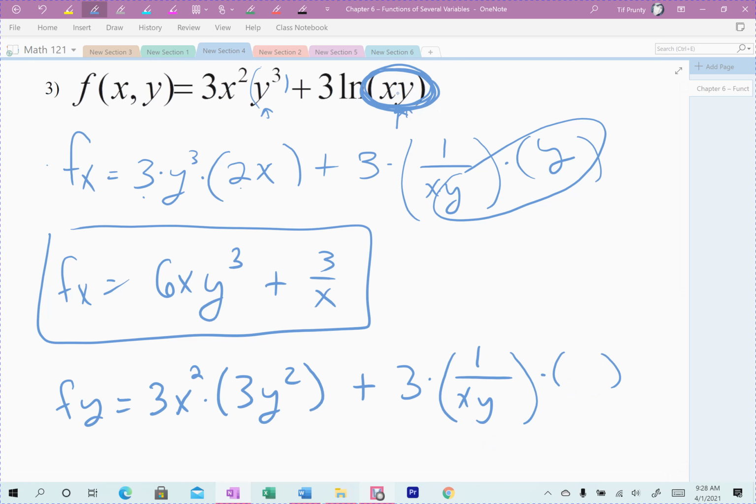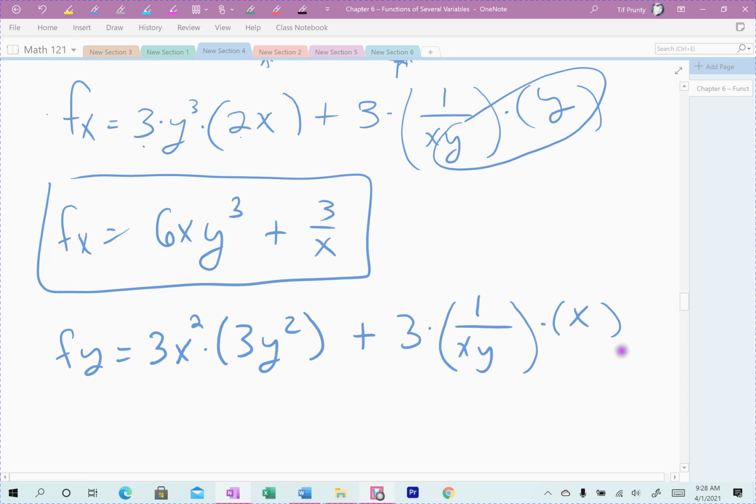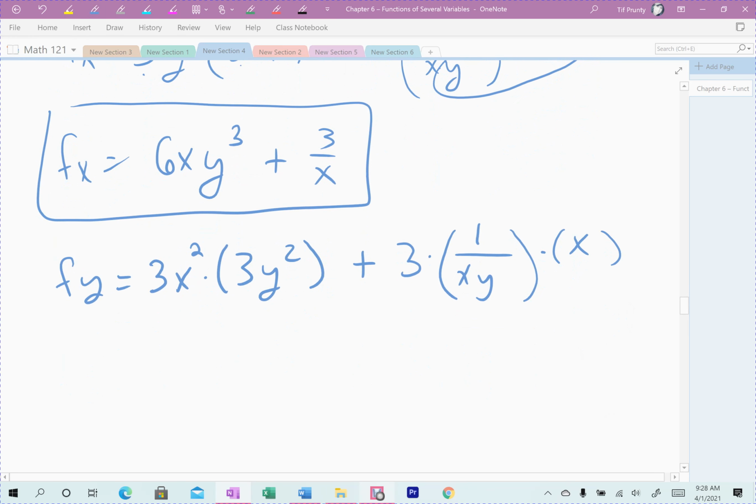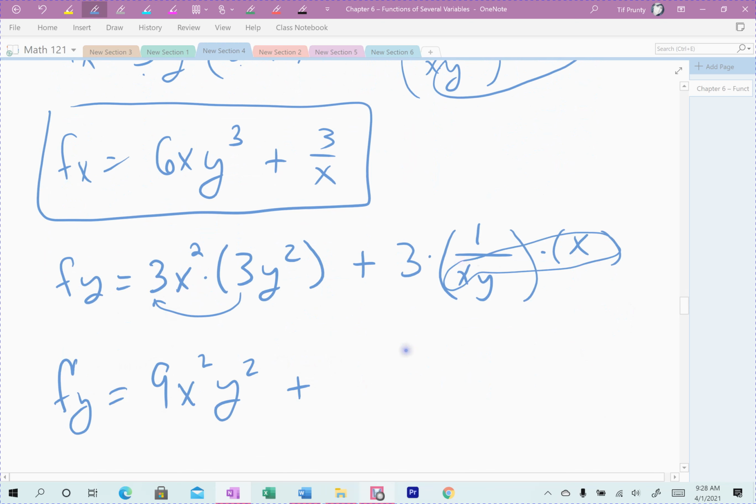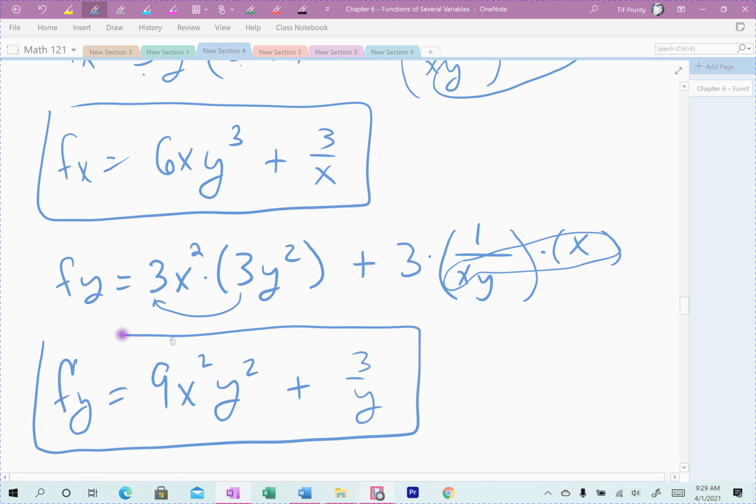X is a constant that's going to come along, so it's going to be x times 1, and so this just simplifies to x. And then if I rewrite it, cleaning it up, so I'm going to multiply this 3 times this 3, so I get 9x squared y squared plus this x and this x will reduce, right? X divided by x is 1. So I'm left with a y down here, and then I'm going to multiply out the 3, so I get 3 divided by y. And there's the derivative with respect to y. 9x squared y squared.